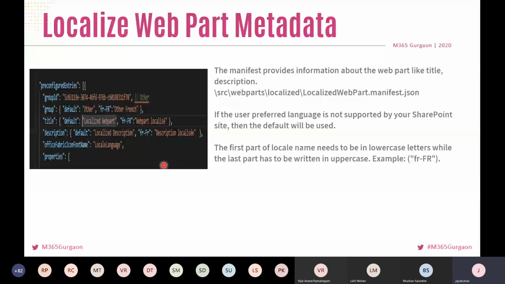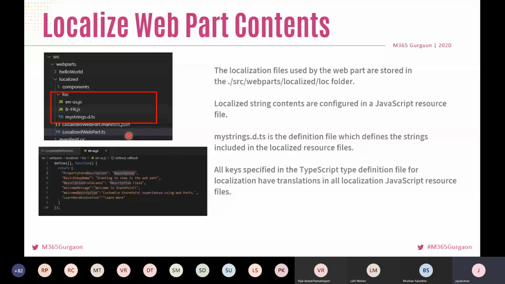It's all based on the user's preferred language that is chosen to see the contents, and how we can customize the web part contents. It all resides within your localized strings. For example, if you have noticed, there is a folder called loc, which is for localization, where you will see the default file called en-us.js, that means for the English language, where you will have all the configurations. And in the mystrings file, you'll have all your configurations mapped against each property. I will show you in the live coding how it is working, so that you get a better understanding.